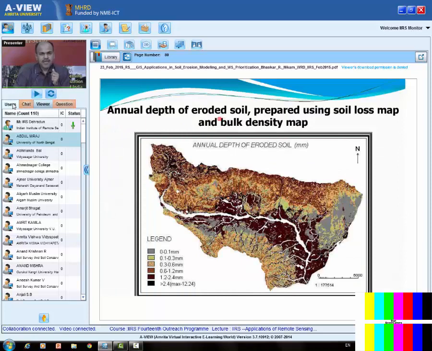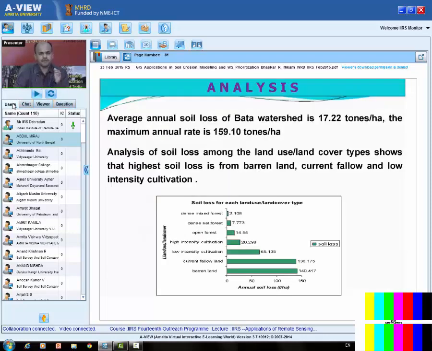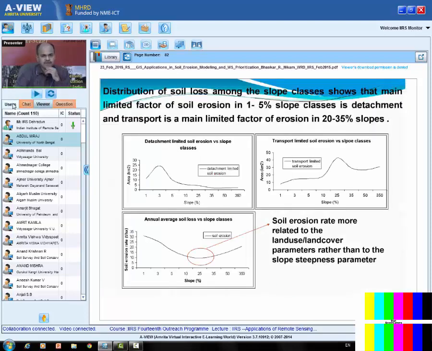Now annual depth of eroded soil, you can calculate this if you know the density of your area, so you know how much soil is lost. And then we try to analyze under which land use the soil erosion is very high. So you can say this is the soil loss and the maximum annual rate is this much, and we will see in the analysis what results are there.